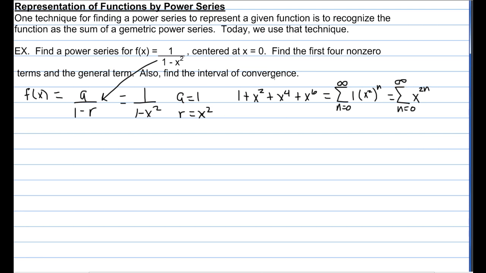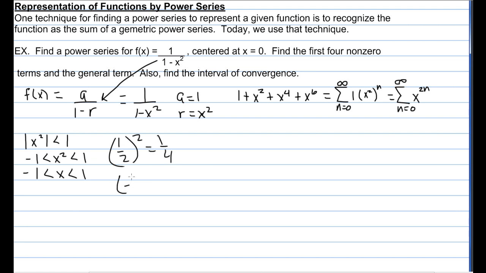We're going to find the interval of convergence, which means the absolute value of our r, in this case x squared, has to be less than 1. So we have negative 1 is less than x squared is less than 1. Well, x squared is going to be less than 1 when x is between negative 1 and 1. Think about if x was 1/2, then we square that, we get 1/4.